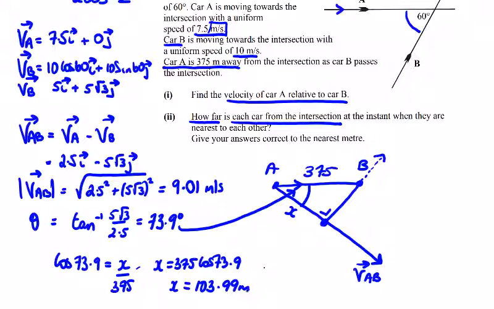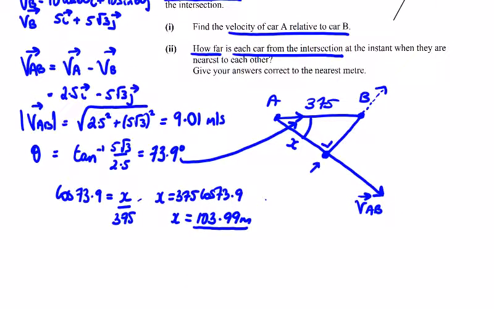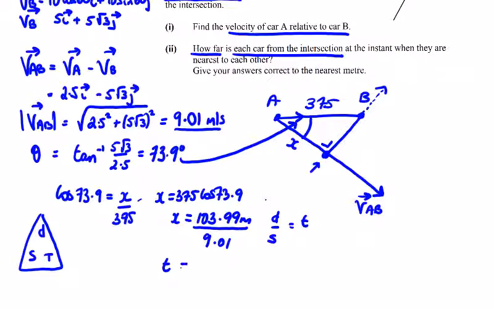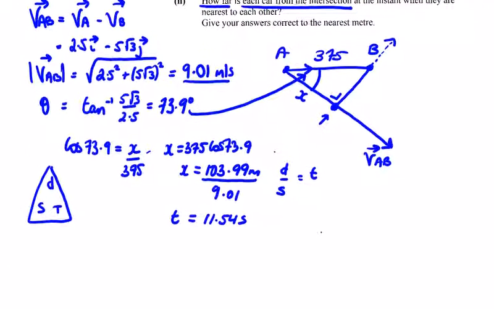That will be meters. So this is the instant they're nearest each other, so they have to travel this distance of 103.99. That's the distance. You just always draw your DST triangle. We want time here, which is distance over speed, and the speed we have up here, 9.01 of A relative to B. So this is time. So the time taken to get to that instant when they're nearest each other is 11.54 seconds.